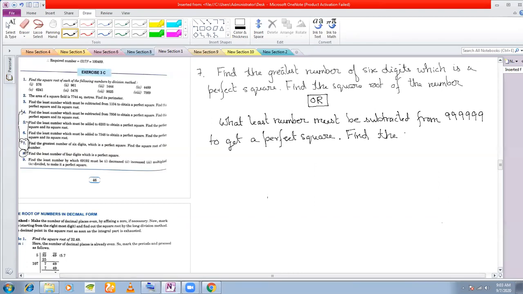Let's simply say, find the square root of the number, just as in the first statement. Now see why in the second case the number is given: 999,999. What least number must be subtracted from this? And in the first one, the number is not given.